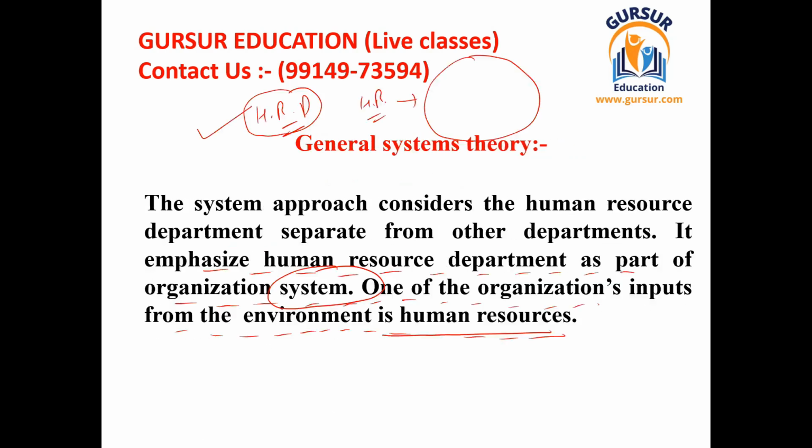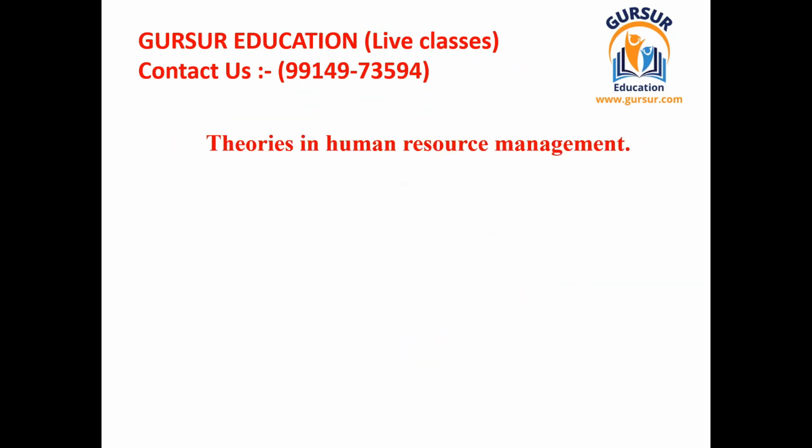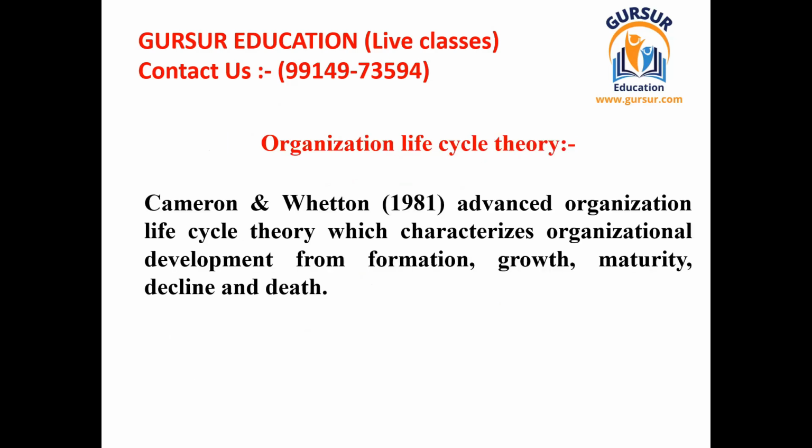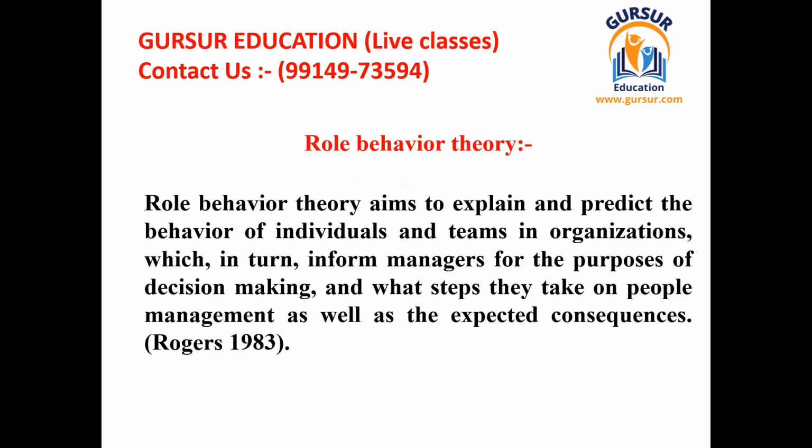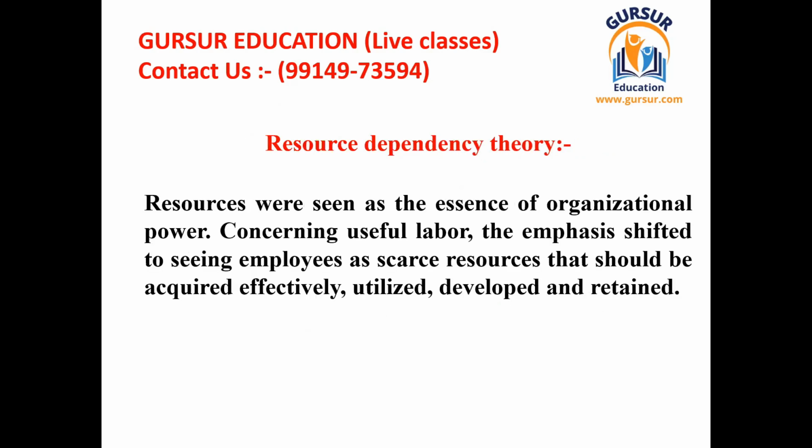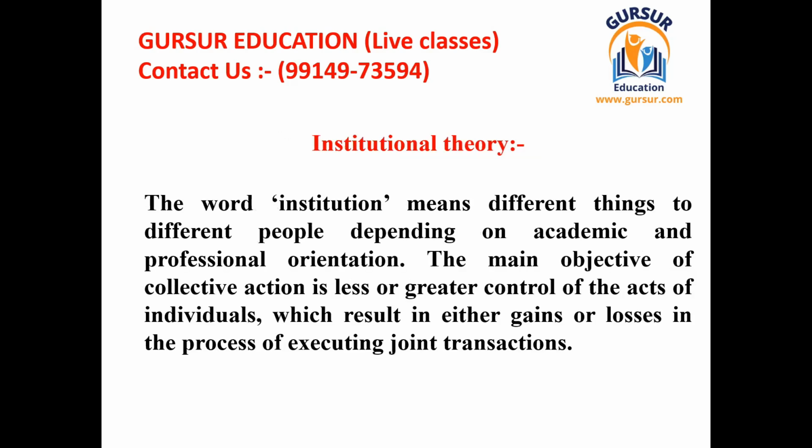So in this way, if we are making the crux of all the theories in human resources management: The first was organizational life cycle theory, which takes into account that the organization has its complete life cycle. Then role behavior theory: the individual or human resources should be treated in the organization on the basis of the role they are playing. Then resource dependency theory: the human resources are considered scarce resources and they should be treated in a way that they give their maximum benefit to the organization. Then institutional theory: they are an institution in themselves, individually, and collaboratively or jointly they can contribute maximum to the welfare of your company.